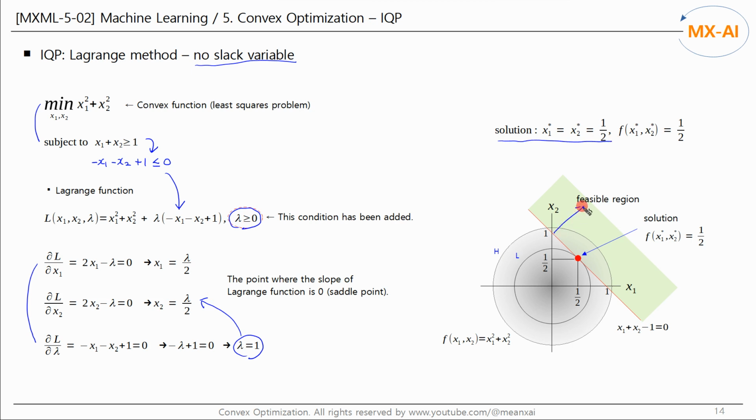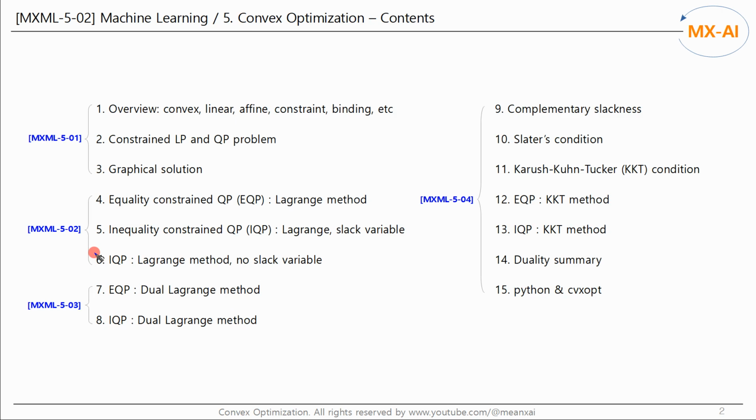This is the feasible region, and the optimal solution is located here. The result is the same as using the slack variable on the previous page. So far, we have looked at how to find solutions to EQP and IQP problems using the Lagrange function and slack variables. In the next video, we will solve this problem using the dual Lagrangian method.